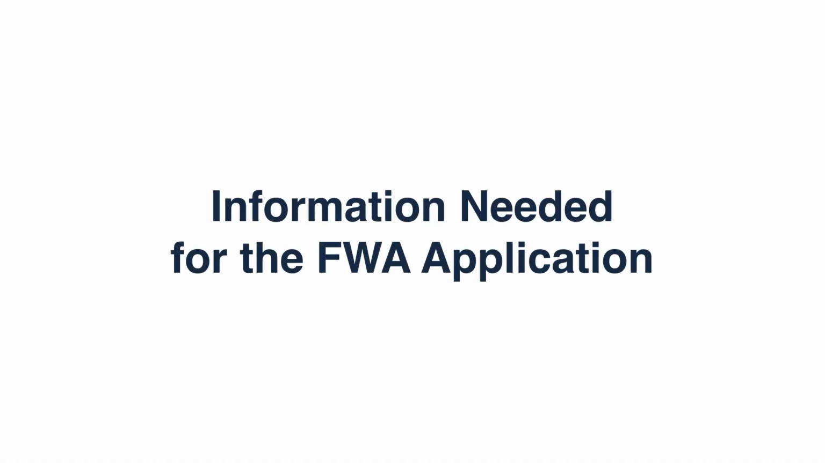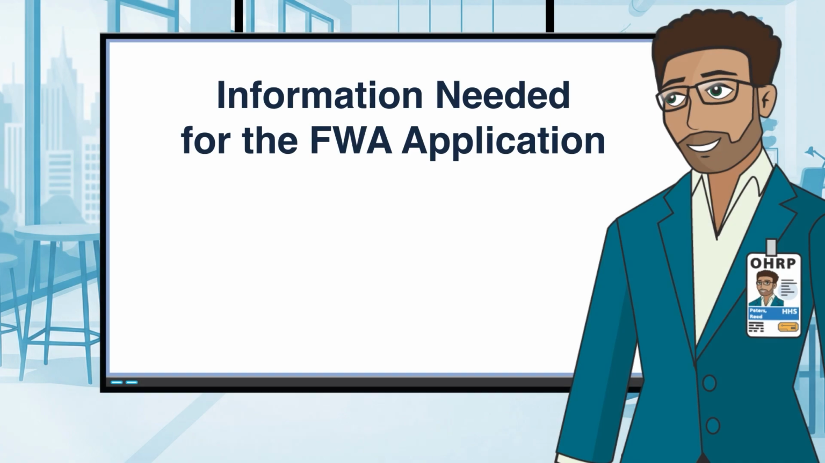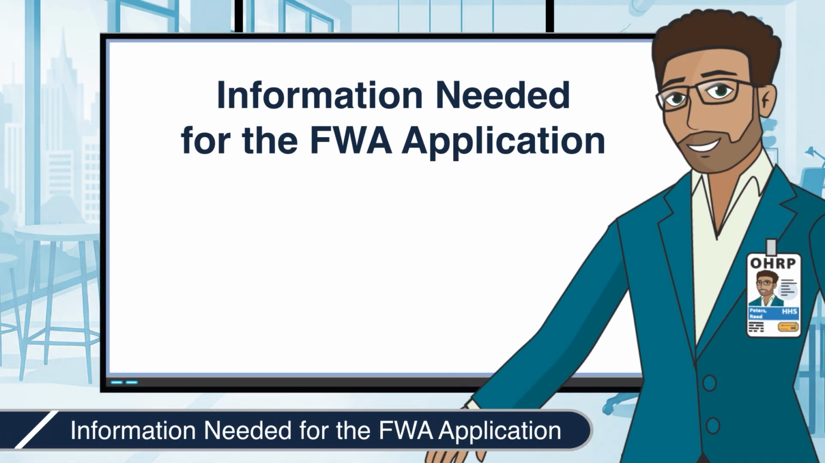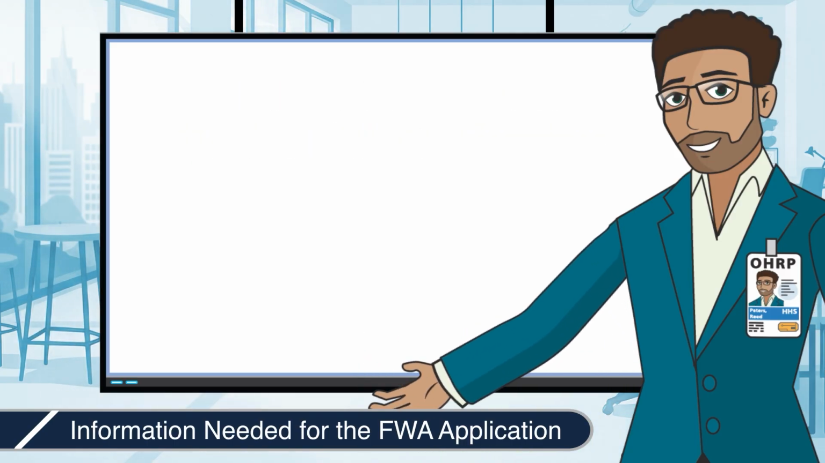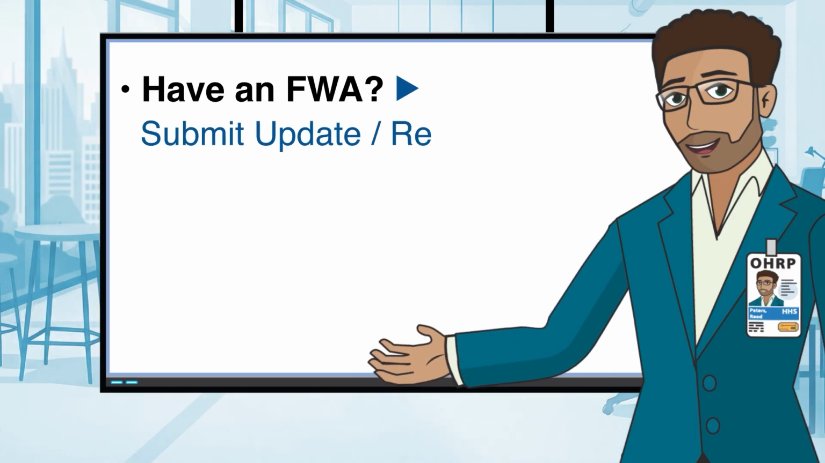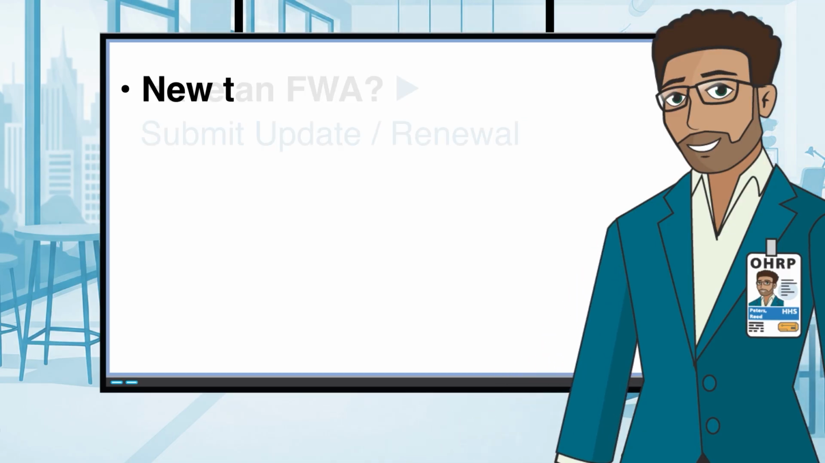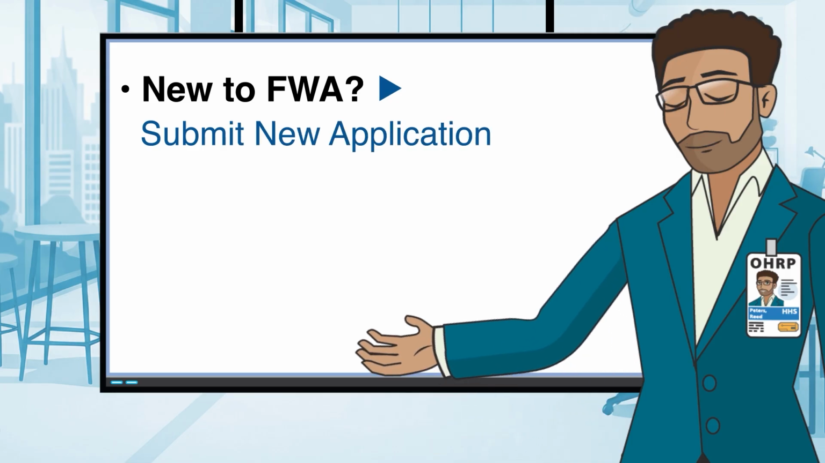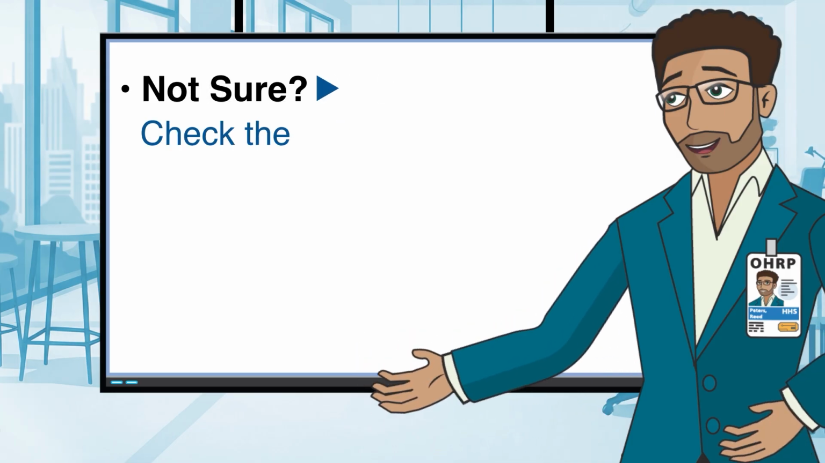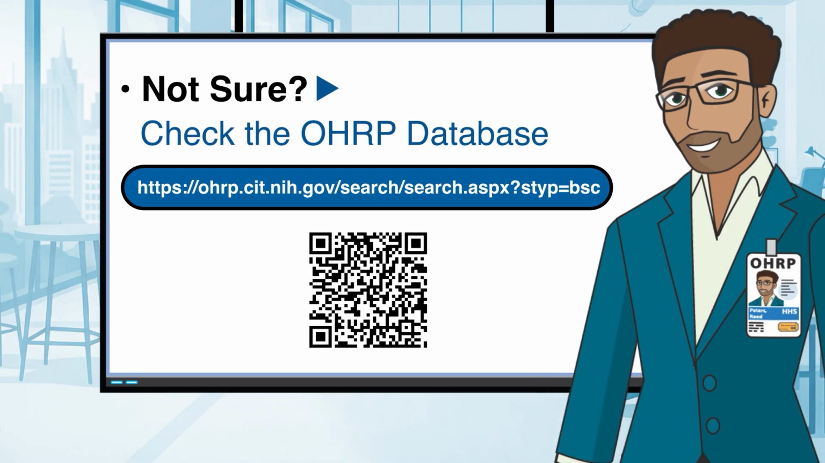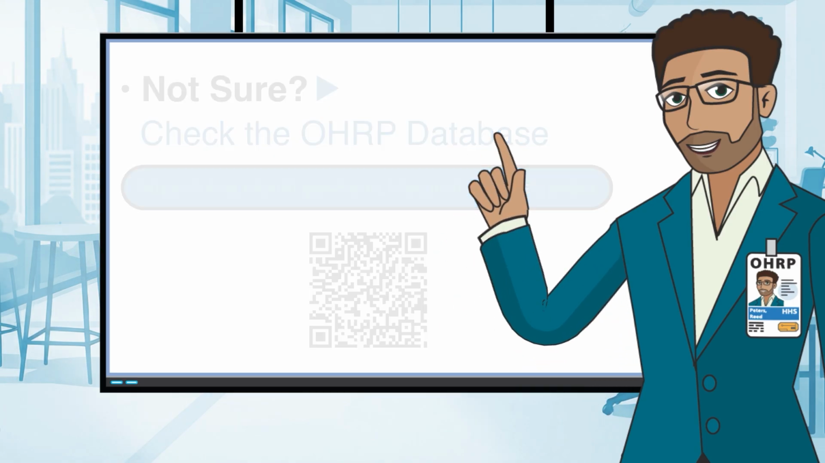Information needed for the FWA application. Thanks, Olive. So, before we dive into the system, let's get organized. You'll need a few key pieces of information. First, you need to know if your institution has ever filed an FWA before. If you have, you'll be submitting an update or renewal. If you haven't, it's a new application. If you're not sure, it's easy to check in our public database. Once you know that, here's the specific information you'll need to gather.